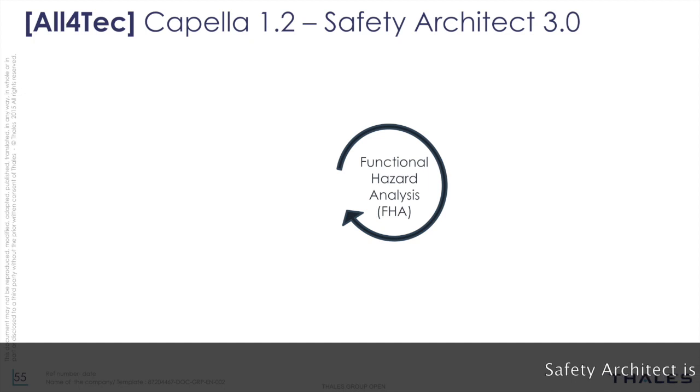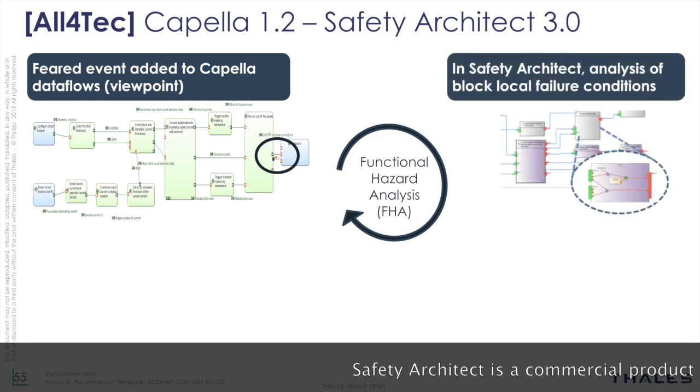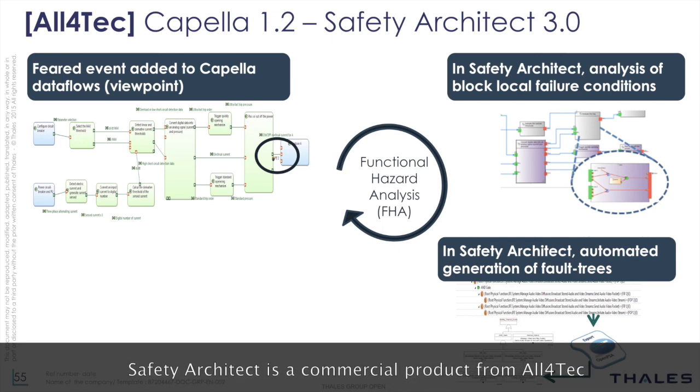So what we have, for example, is data flows in Capella, and there's an add-on, a viewpoint that has a concept, for example, of failure event that we can associate to elements in Capella. We have a bridge that allows us to retrieve in Safety Architect the data flow that was made in Capella. And in Safety Architect, the safety engineers will refine the functions, analyze the block local failure conditions, create barriers, and so on. In Safety Architect, there will be a generation of fault trees based on this modeling.